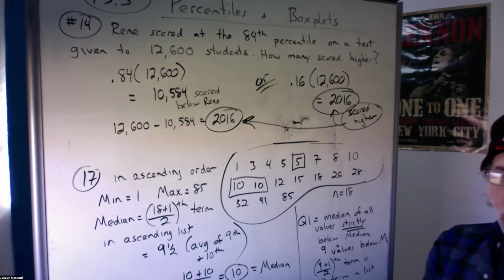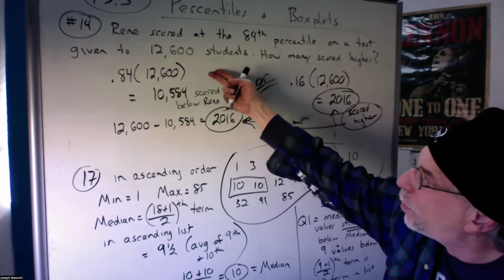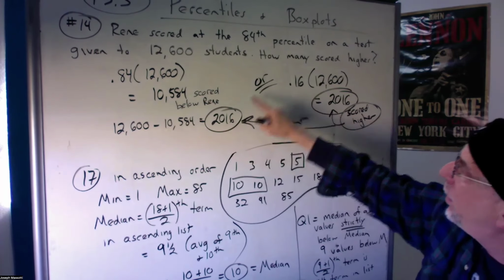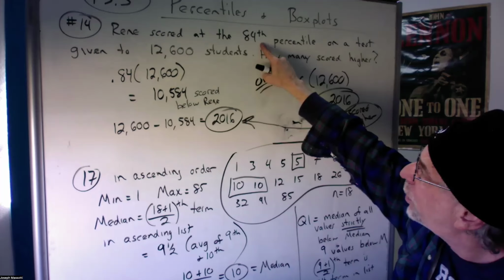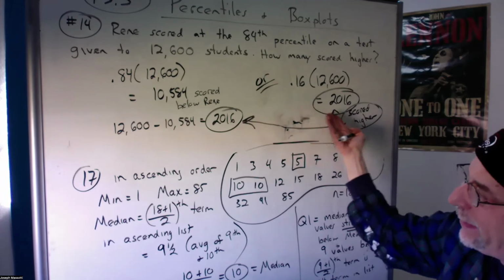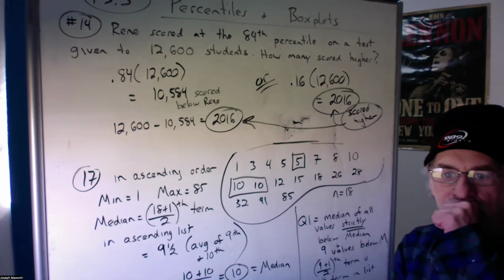2,016, either way we look at it, right? You take 84%, that many scored below, which means this many scored above. Or you can say if she scored in the 84th percentile, then 16% scored higher than her, and you're going to get the same result. Okay?